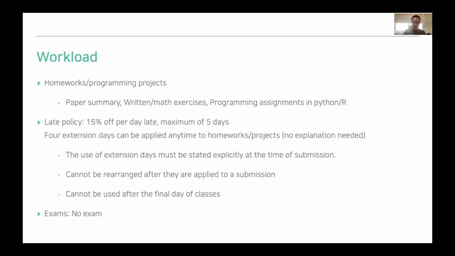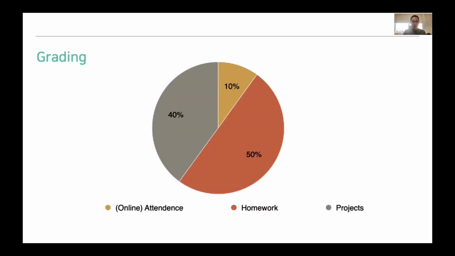Regarding the exams, we don't have exams in this class. So grading: 10% for participation, 50% for the homework, and 40% for the project. It is simple, right?